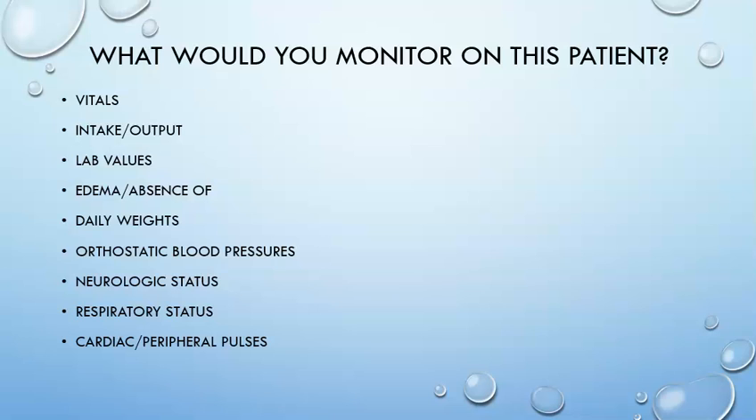We want to get baseline lab values. We need to know where they stand. If they're hypovolemic, their H&H could be concentrated. Do they have edema or an absence of it? If they are hypervolemic, so they have too much fluid, they might be edematous. But if they're hypovolemic, then they're not going to have any edema.